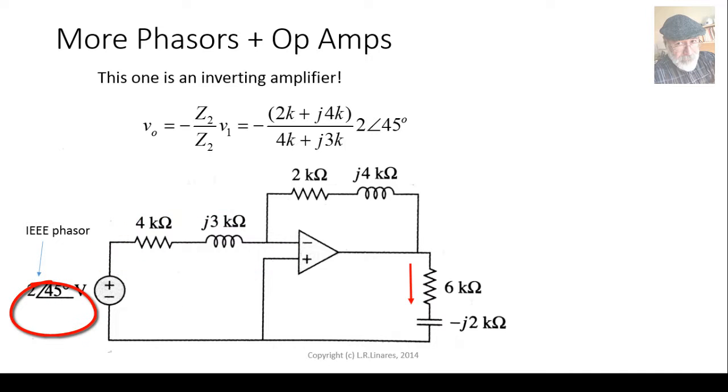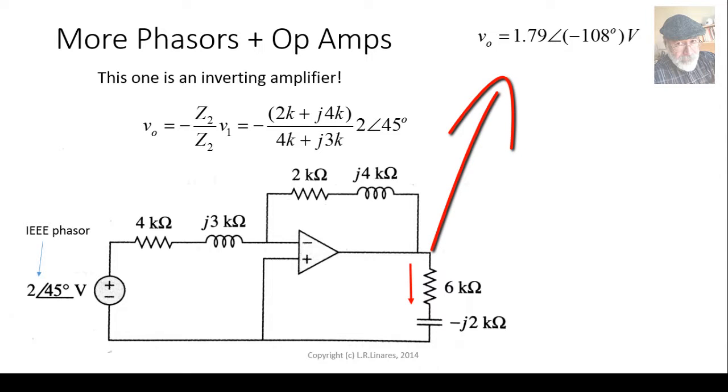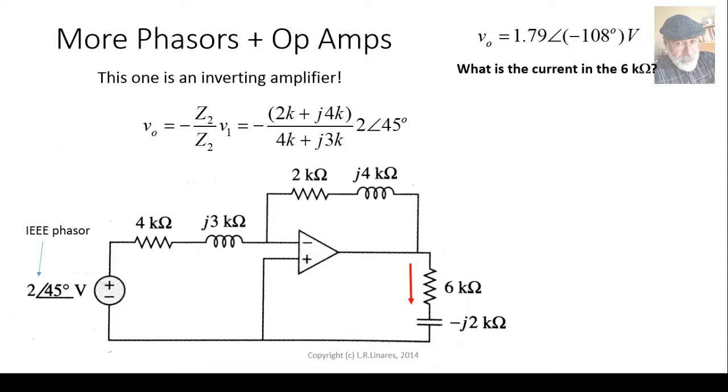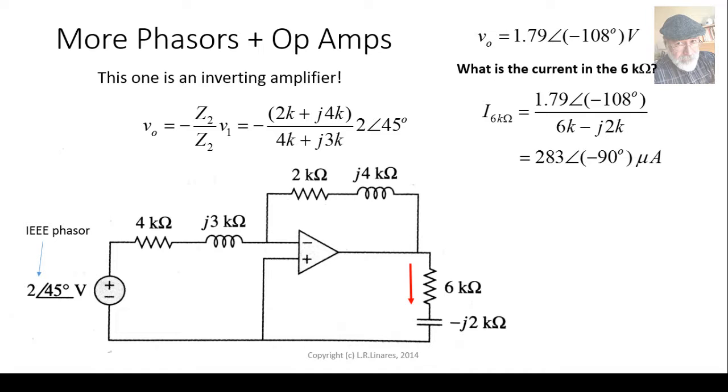That is negative 2 kilo plus j4 kilo divided by 4 kilo plus j3 kilo, and that multiplies the input voltage, 2 volts with 45 degrees, and that's how we obtain that the output voltage V0 over here should be 1.8 volts with negative 108 degrees. What is the current in the 6 kilo ohm resistor? Divide that voltage V0 by the impedance of the load, 6k minus j2 kilo ohms. That current is 283 microamps with negative 90 degrees.